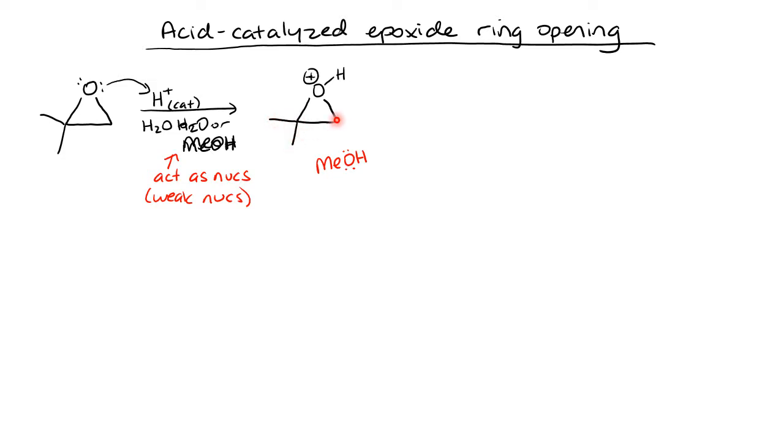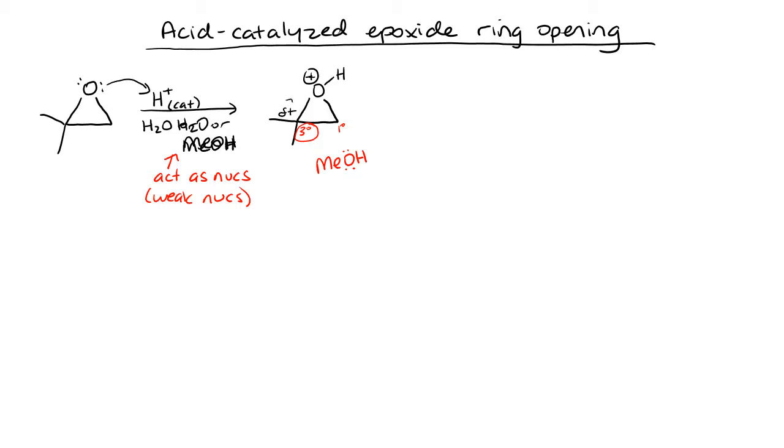This one is primary because it's attached to one other carbon. Now in the case of our primary versus our tertiary carbon, we want to think about which one is more likely to hold a partial positive charge. And we learned with carbocation stability that tertiary carbocations are the most stable. So our tertiary carbon is more likely to donate its electron density. That's going to give it a slightly positive charge.